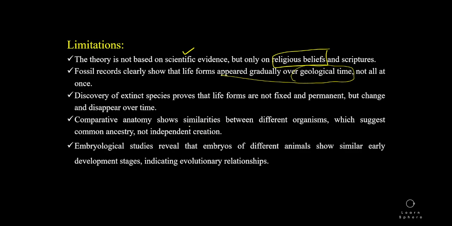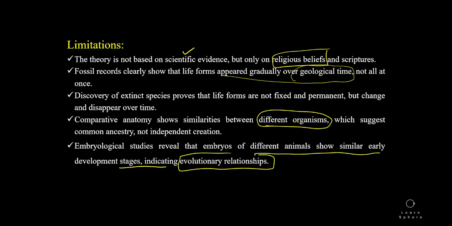Comparative anatomy also shows similarities between different organisms. So it states that there was a common ancestry, and all these life forms were not independently created. Then embryological studies reveal that embryos of different animals show similar early developmental stages, indicating evolutionary relationships. All these evidences rejected the theory of special creation.